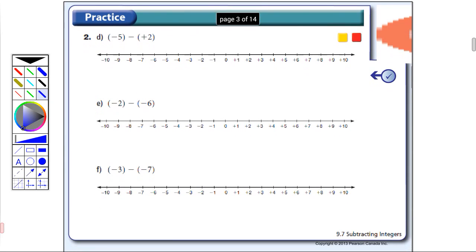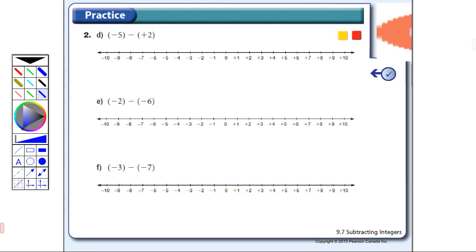Number 3. Oh, we've got more in 2. We've got minus 5. And then we have minus plus, so that's going to be minus 2. So we're going to go minus 5, and then another minus 2, which will leave us at minus 7.